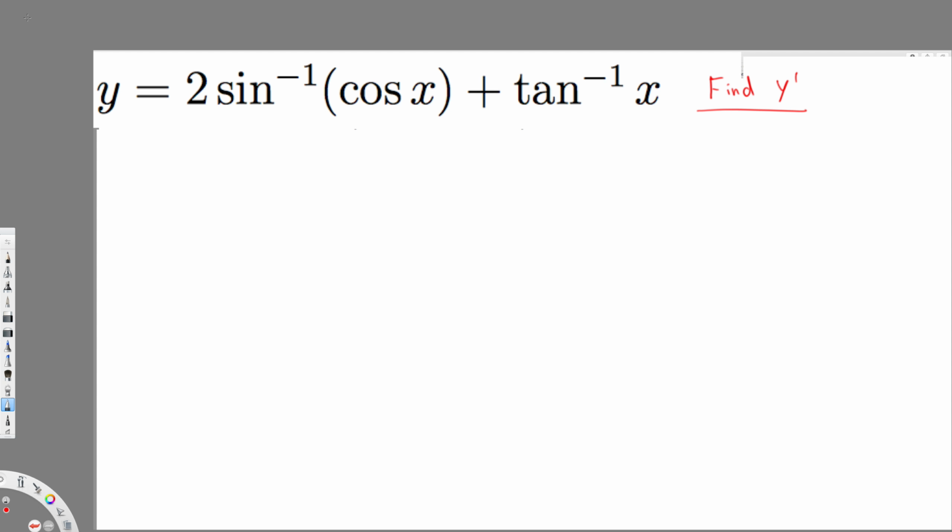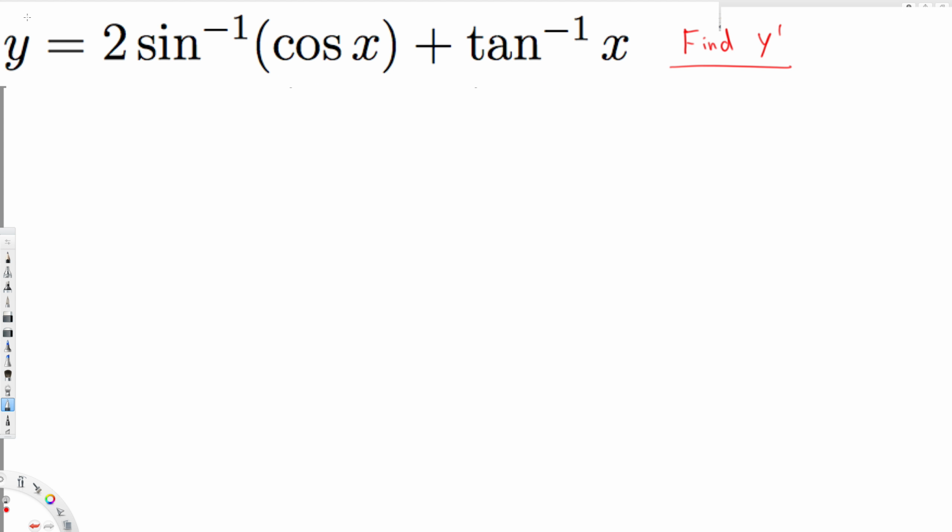What's going on, guys? We have this question right here. It's asking find y prime, and since we have y is equal to 2 sine inverse cos x tan inverse x, let's see what we can do. So first of all, we have to find the derivative on both sides.